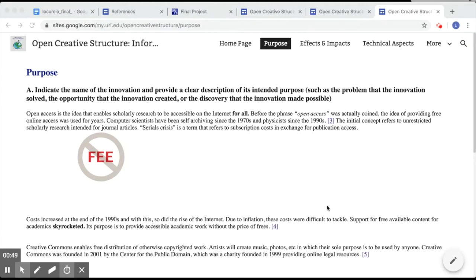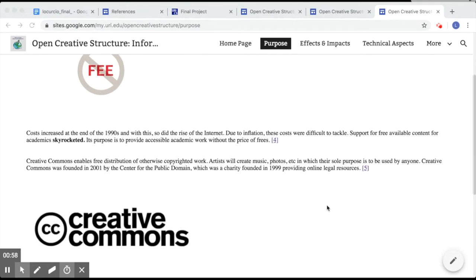Open access is to provide accessible academic work without the price of fees. Creative Commons enables free distribution of otherwise copyrighted work. Artists will be able to create music, photos, and any other materials in which their sole purpose is to be used by anyone. Creative Commons was founded in 2001 by the Center for the Public Domain, which was a charity founded in 1999, providing online legal resources.